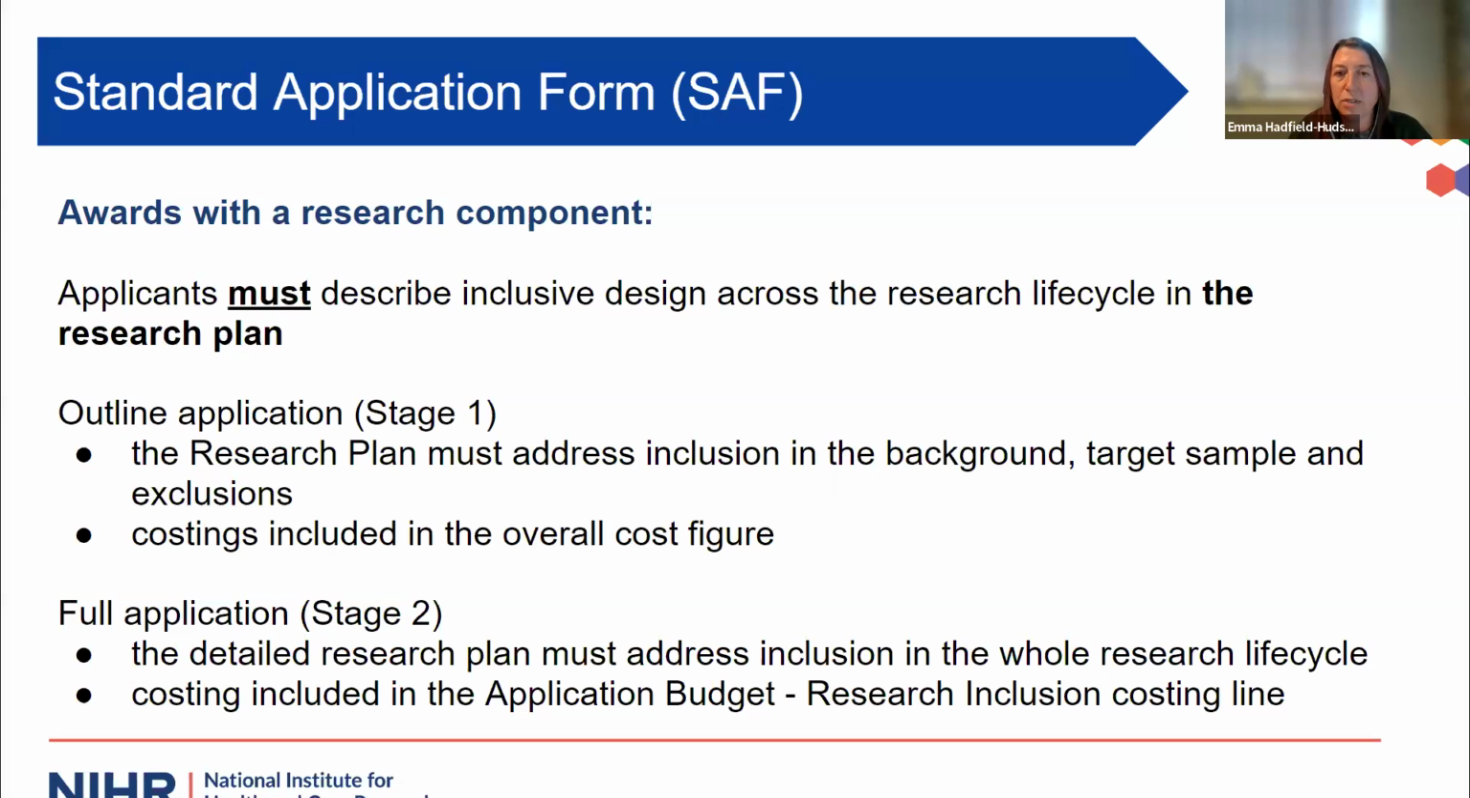The expectation of what to include will differ depending on which stage of the application process you're completing. So for an outline application or stage 1 application, the research plan must address inclusion in the background, target sample, and exclusions. For a full application or a stage 2 application, the research plan must address inclusion in the whole research life cycle. So this includes demonstrating engagement with the existing evidence base. With respect to costings, for that stage 1 outline application, costings should be included in the overall cost figure. For a full application, costings should be included in the application budget, and applicants will now find a specific research inclusion costing line for this.